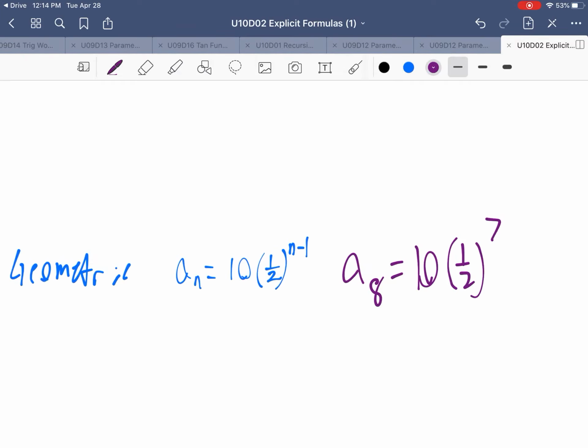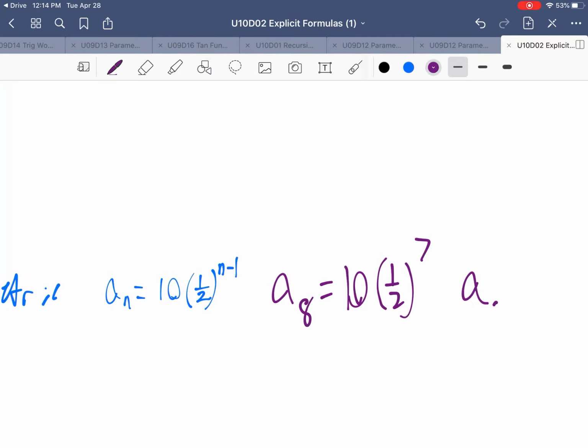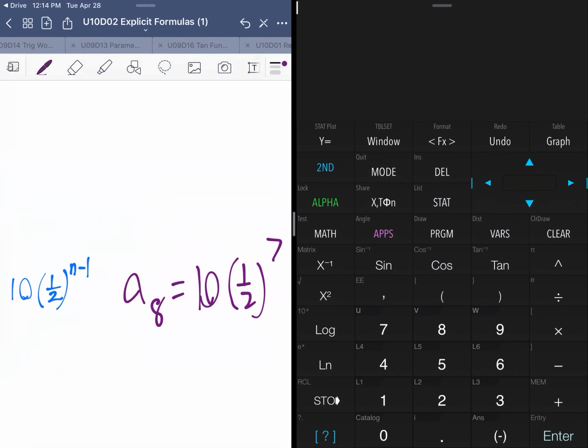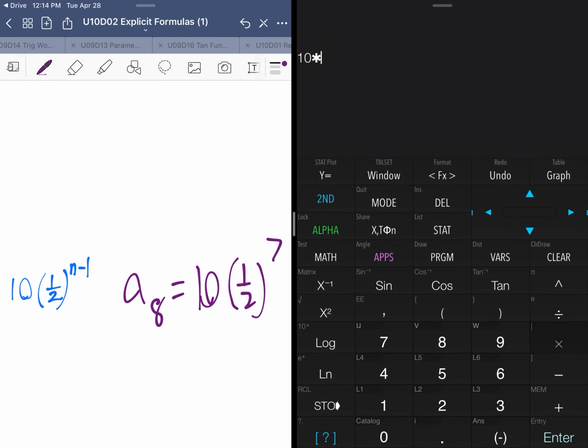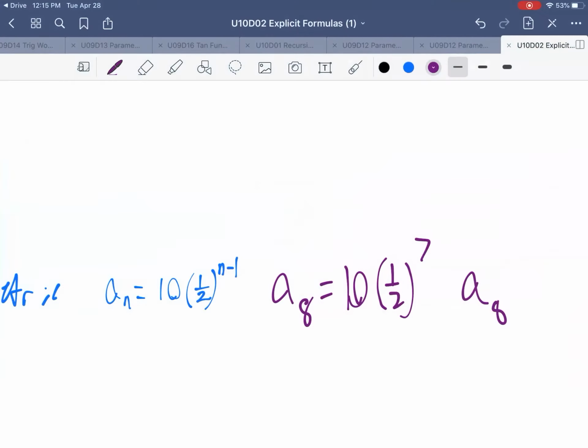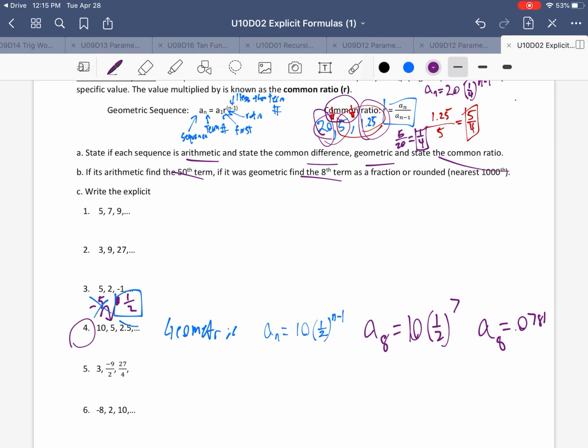And this will calculate our values. So I can use a calculator, which I'll pull up now. So 10 times 1/2 to the 7th power is 0.078125. I might as well write the whole number. 0.078125. Running out of space over here.